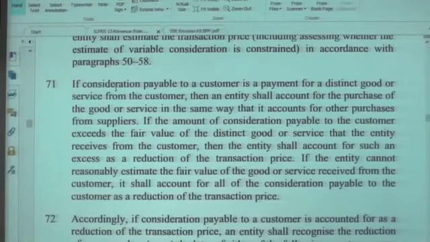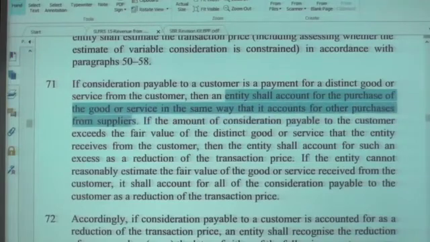Paragraph 71. If consideration payable to a customer is a payment for a distinct good or service from the customer, then an entity shall account for the purchase of the good or service in the same way that it accounts for other purchases from suppliers. If the amount of consideration payable to a customer exceeds the fair value of the distinct good or service that the entity received from the customer, then the entity shall account for such excess as a reduction of the transaction price.